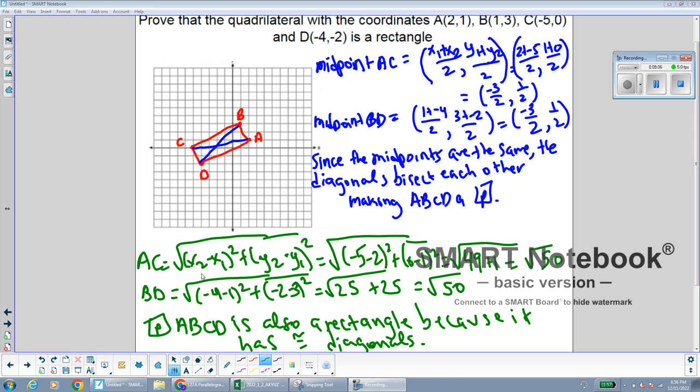And then to show it's also a rectangle, I found the length of the diagonals. And since the parallelogram has congruent diagonals, it means it's also a rectangle.